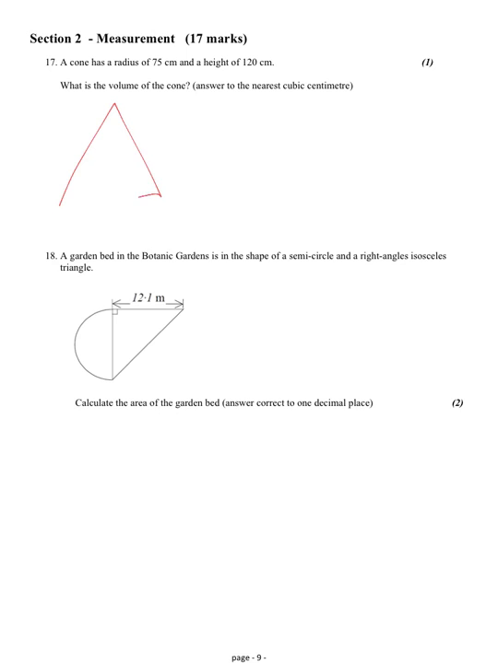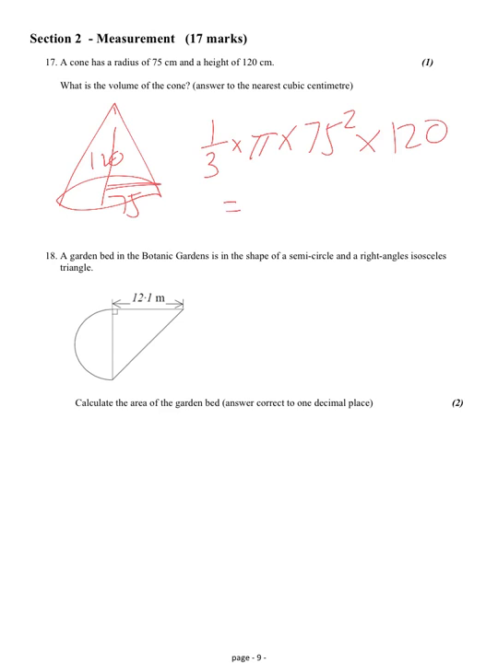Alright, volume of a cone. It has a height of 120 and a radius of 75. So a cone is 1/3 the area, which is pi r squared, times by the height, and we need it to the nearest cubic centimetres, so whole number, and it's volume, so it's centimetres cubed.